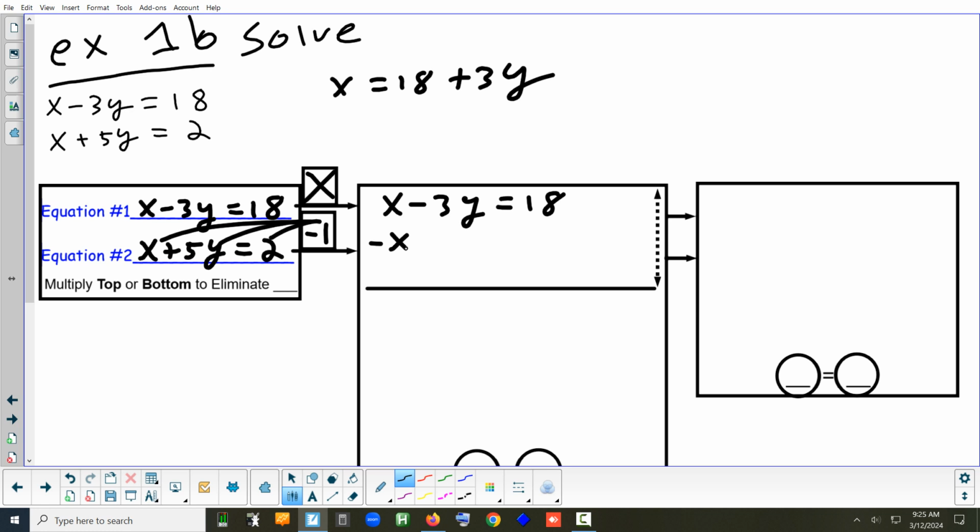You get -5y, and -2. Now, we should be able to add these up and something should cancel.